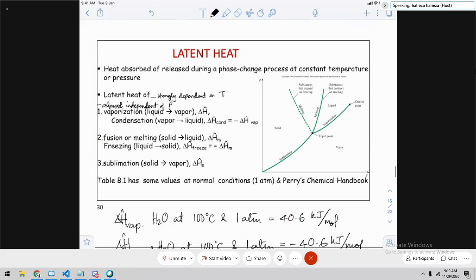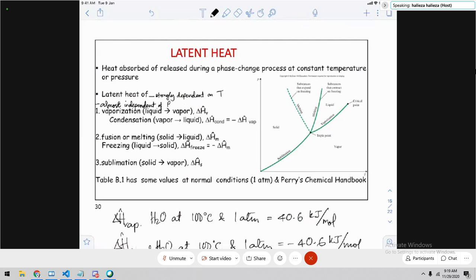Okay. Now, latent heat. Latent heat depends strongly on temperature. I did not write this down in my notes, so that's why I've written it down now. It strongly depends on temperature. Your latent heat depends on temperature, but it's almost independent of pressure. Just like I mentioned just now, latent heat of condensation is the negative of latent heat of vaporization.